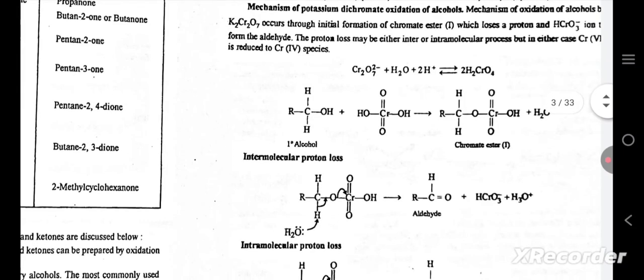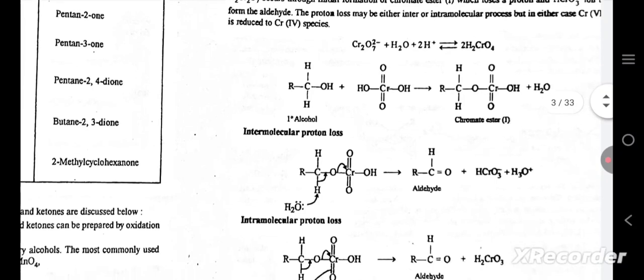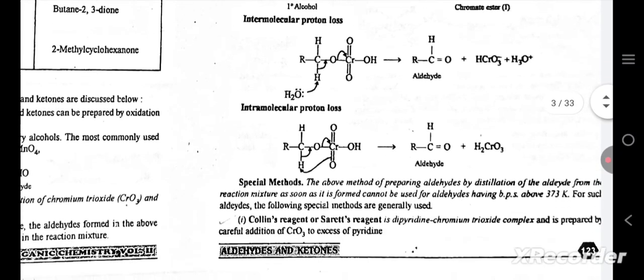Mechanism of potassium dichromate oxidation of alcohols. The mechanism of oxidation of alcohol by potassium dichromate occurs through initial formation of chromate ester Y, which loses a proton and HCrO3 ion to form the aldehyde. The proton loss may be either an inter- or intramolecular process, but in either case Cr(VI) is reduced to a Cr(IV) species.